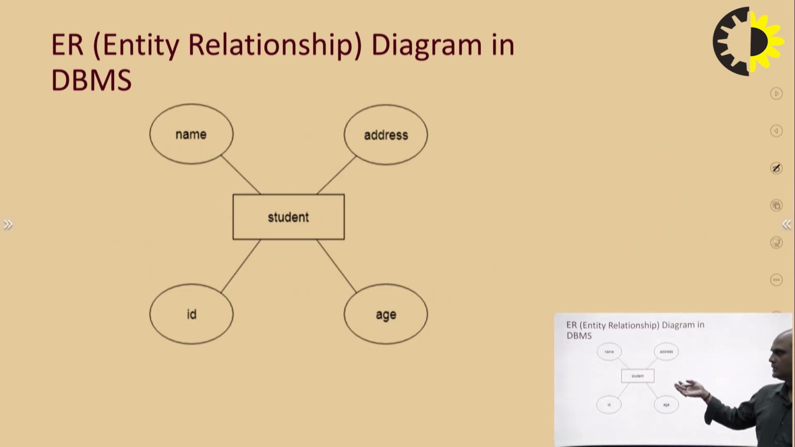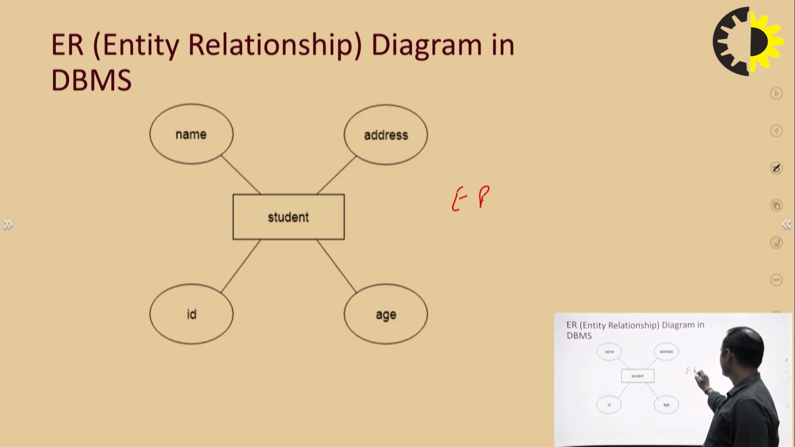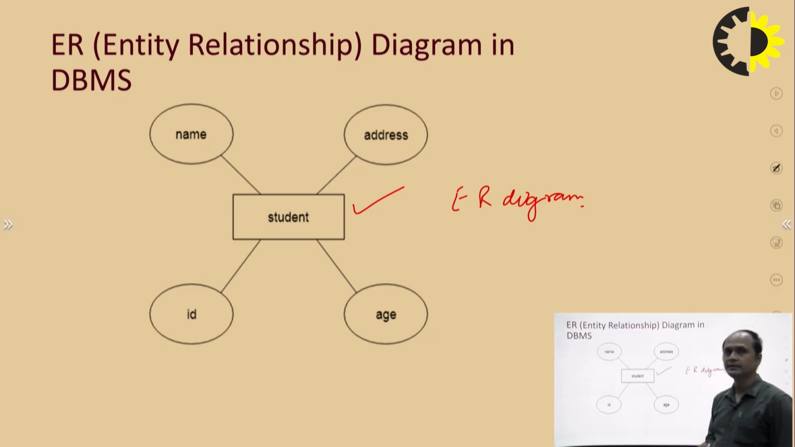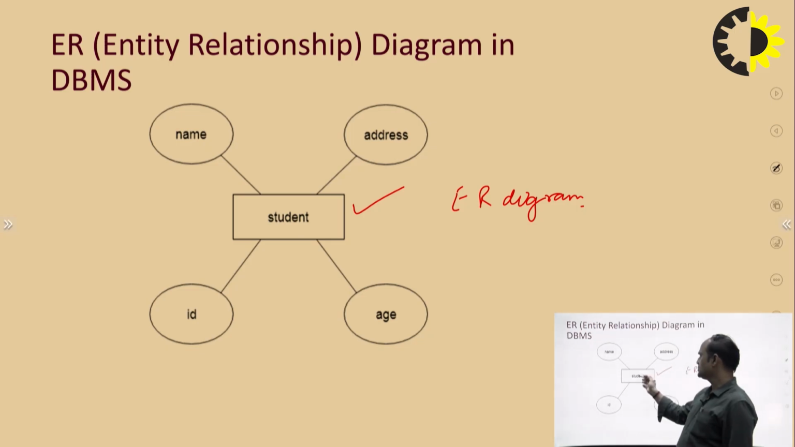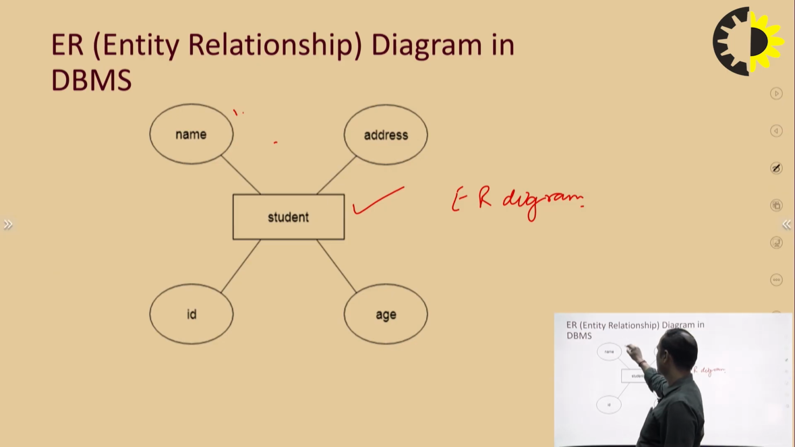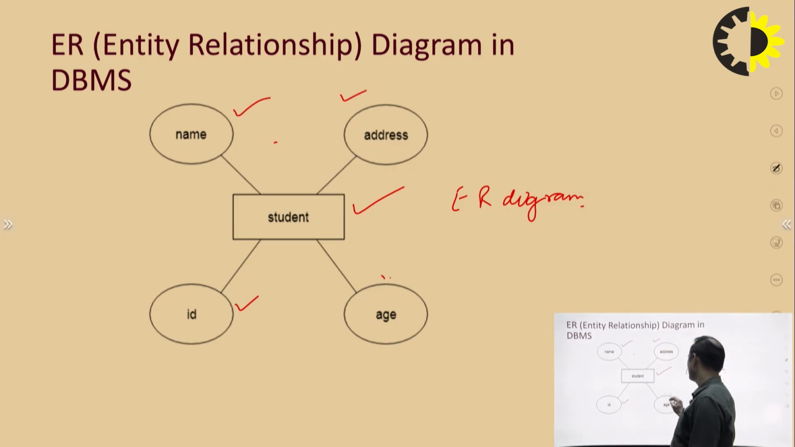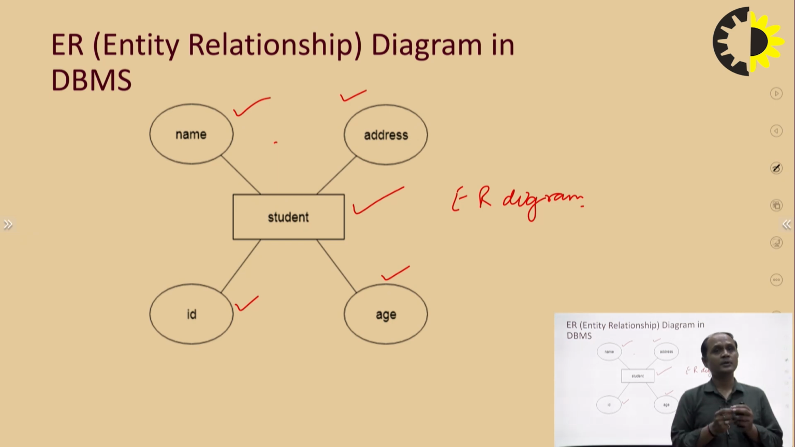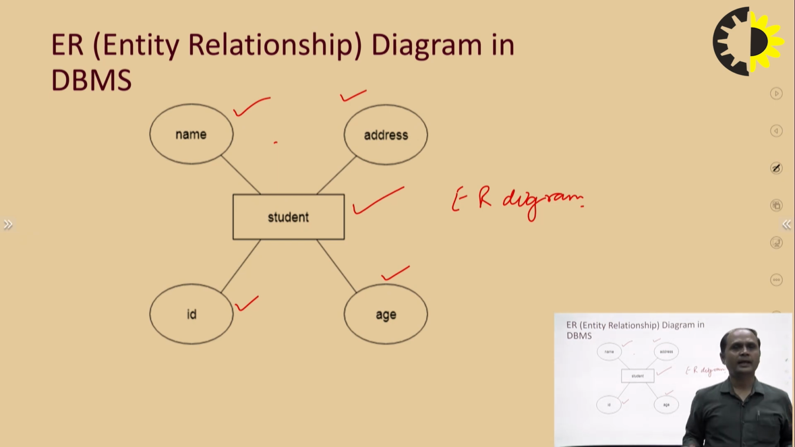Suppose we have an ER diagram of student. In an ER diagram of student, we can draw like this. This rectangular box represents the student as an entity, and the student has attributes like name, address, ID and age. These are called the attributes of that particular student. This is the basic diagram of a student entity. So it is called the ER diagram of a particular student.